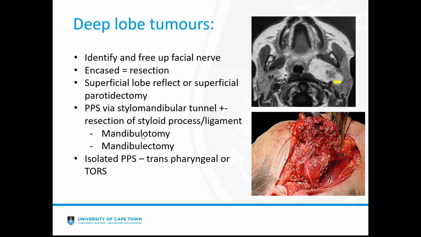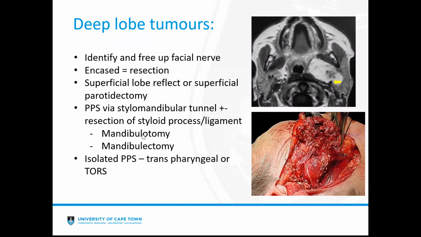The deep lobe can be delivered between splayed branches of the facial nerve. Extension to the parapharyngeal space can be accessed by continuing dissection medially. As we know, the deep lobe forms the lateral boundary of the prestyloid parapharyngeal space, or alternatively it is accessed via the stylomandibular tunnel. Large tumors may require division of the styloid process or stylomandibular ligament, and rarely salivary gland tumors in the parapharyngeal space may require mandibulotomy for access or mandibulectomy where there's osseous invasion.